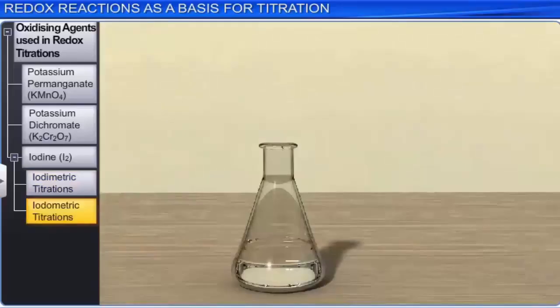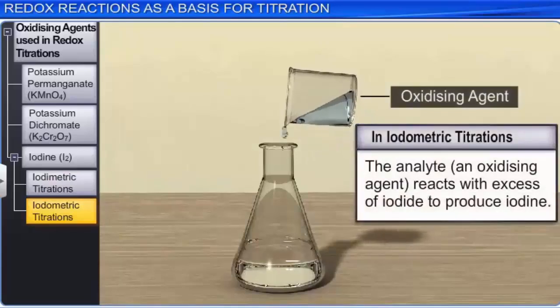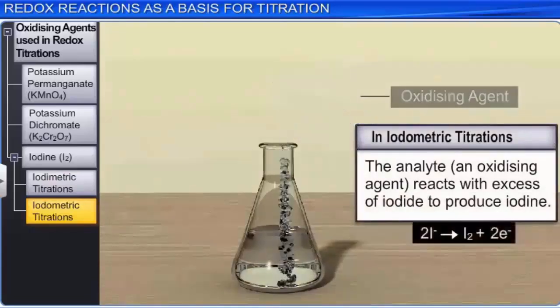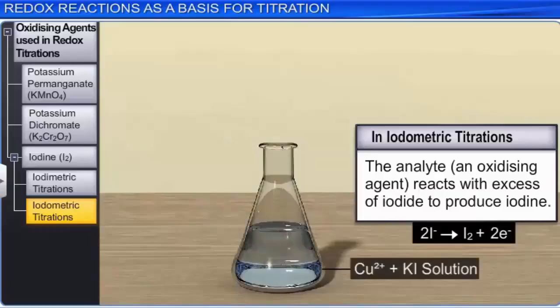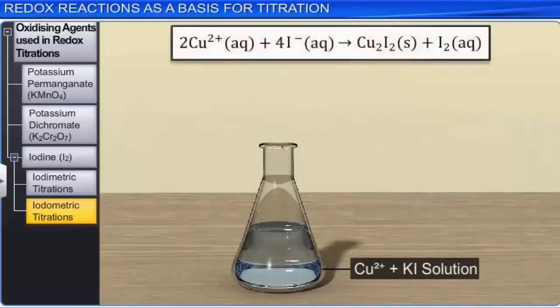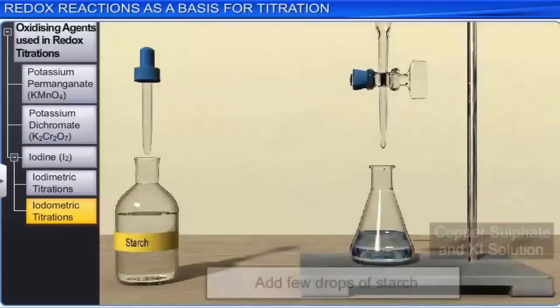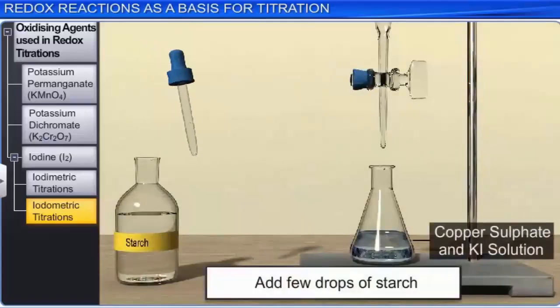Iodometric titrations, on the other hand, involve the addition of an oxidizing agent to excess iodide ions to produce iodine, which is then titrated with standard thiosulfate solution. For example, in the estimation of Cu plus 2 ions, iodine is liberated by oxidizing iodide ions from potassium iodide. An intense blue color develops when starch solution is added to the liberated iodine.